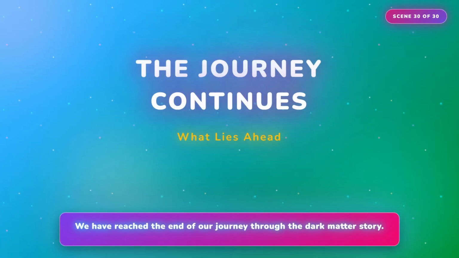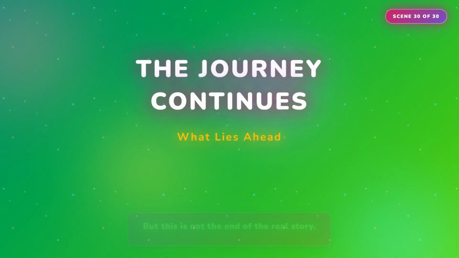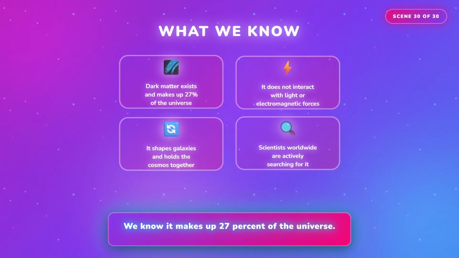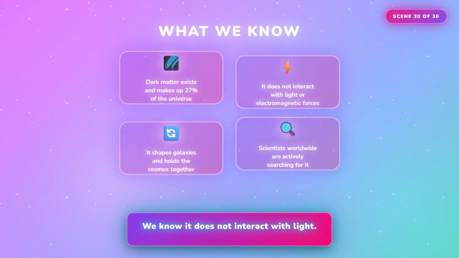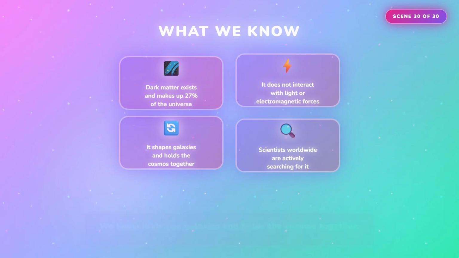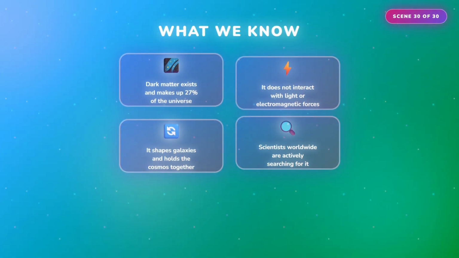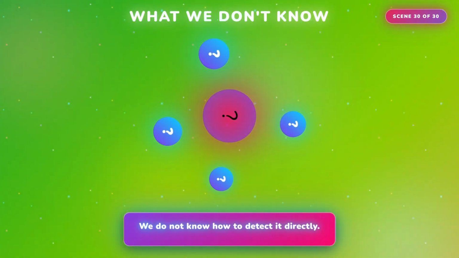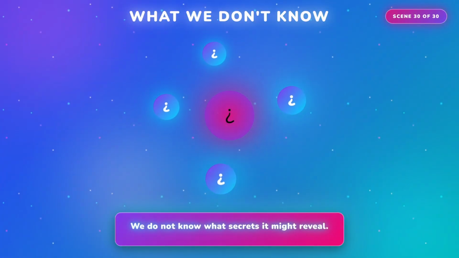We have reached the end of our journey through the dark matter story. But this is not the end of the real story. We know dark matter exists. We know it makes up 27% of the universe. We know it does not interact with light. We know it shapes galaxies and holds the cosmos together. But we do not know what it is. We do not know how to detect it directly. We do not know what secrets it might reveal.